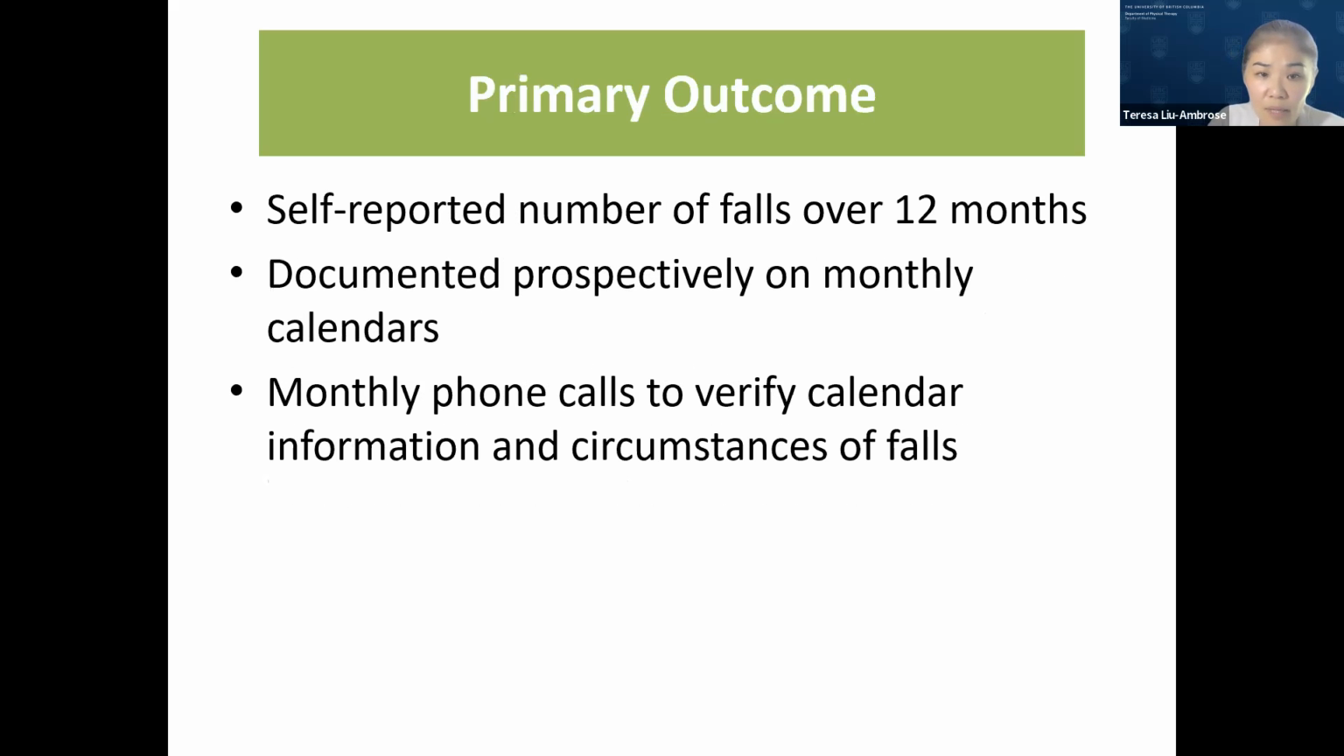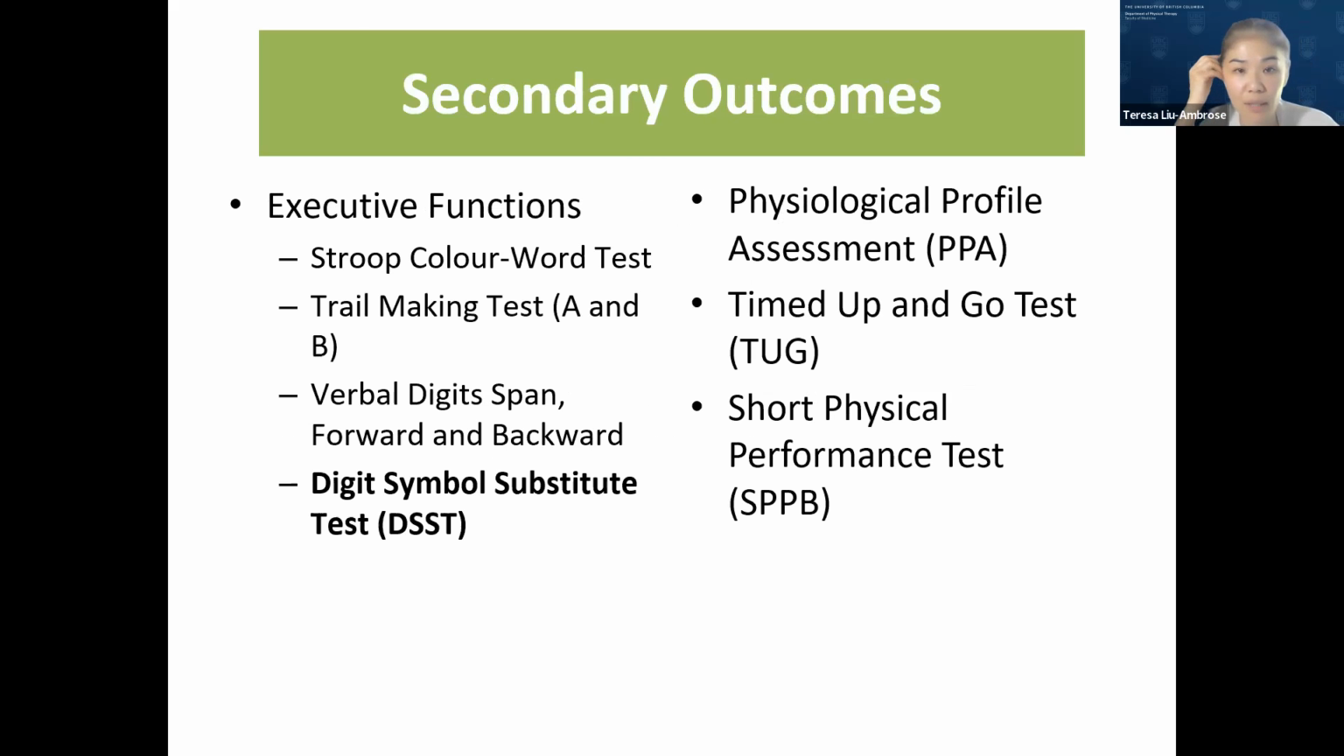In terms of the primary outcome, it was falls over 12 months, and they were documented prospectively on monthly calendars. And monthly phone calls were conducted to verify calendar information, also to remind participants to return calendars, and when a fall did occur, to interview regarding the circumstances of the fall. In terms of secondary outcomes, we included a fairly comprehensive battery of cognitive or neuropsychological testing, but with a primary focus on assessing the executive functions domain.